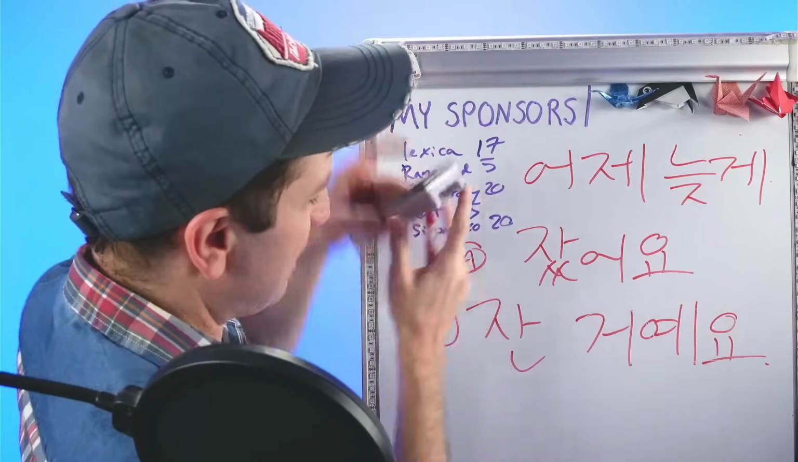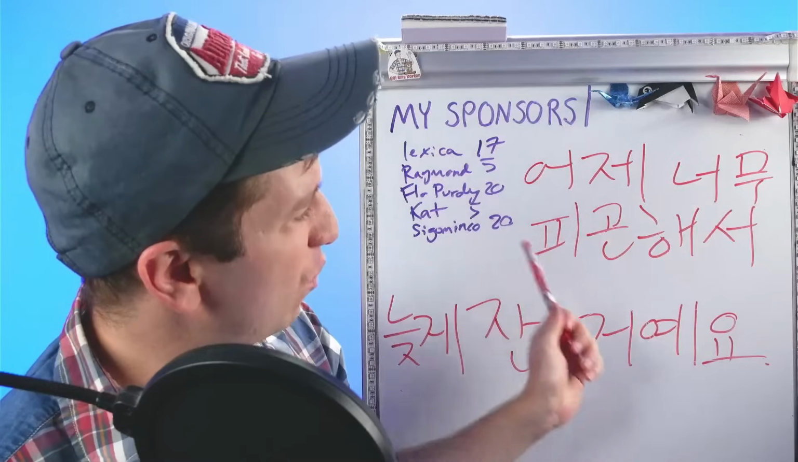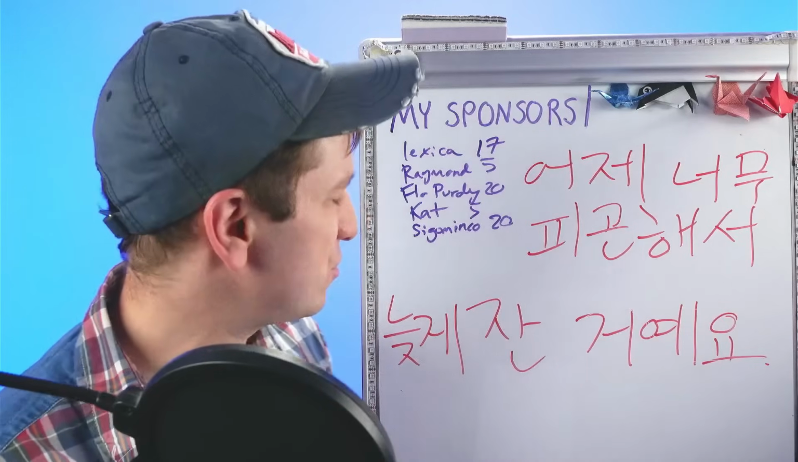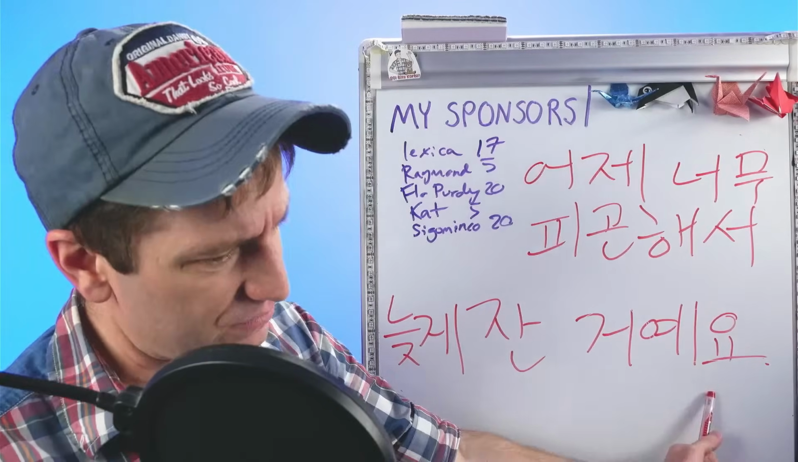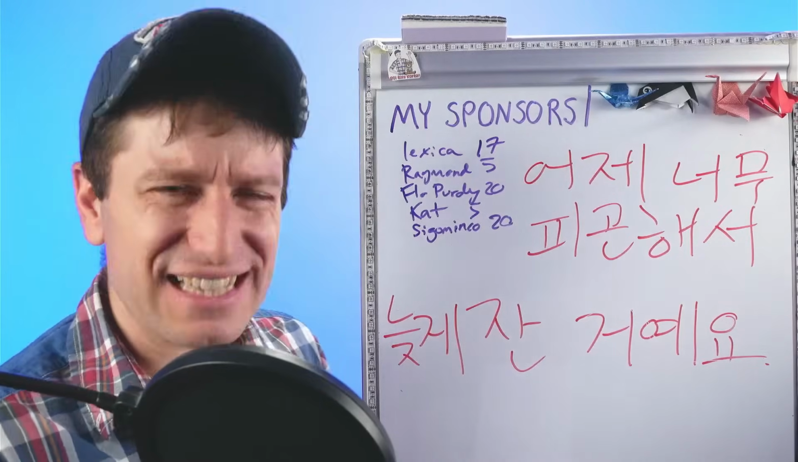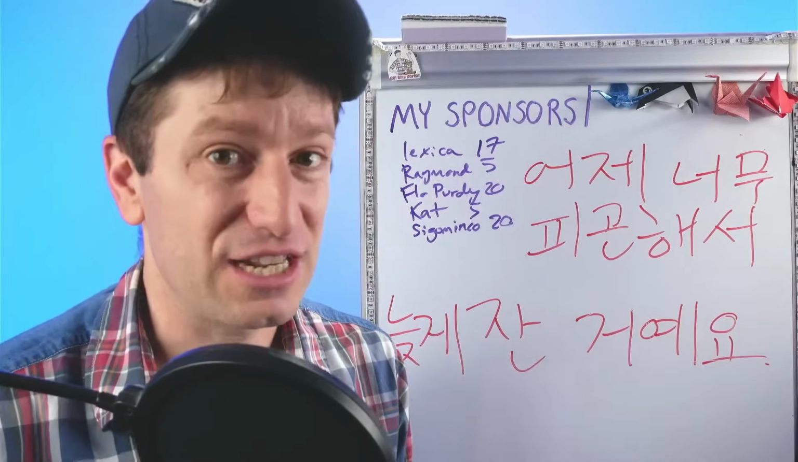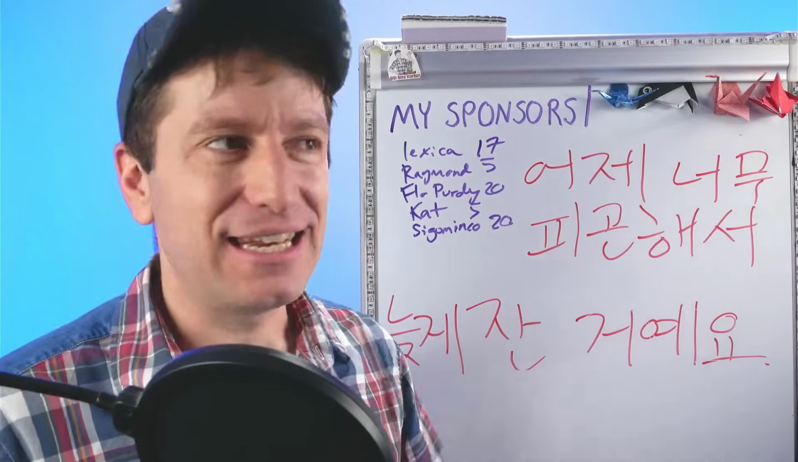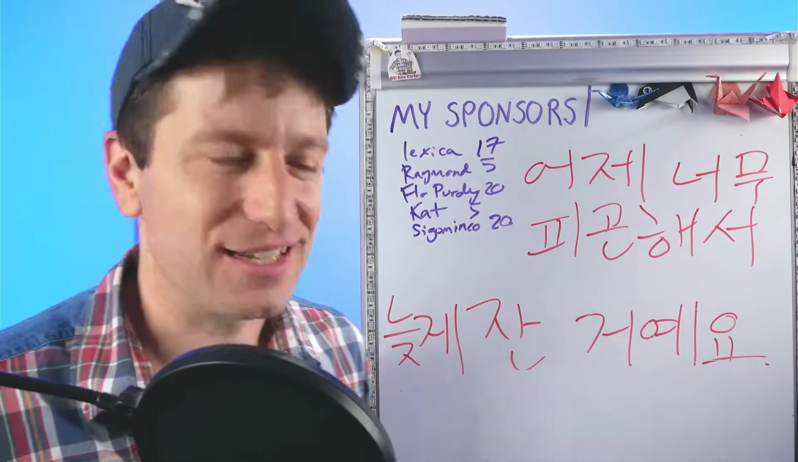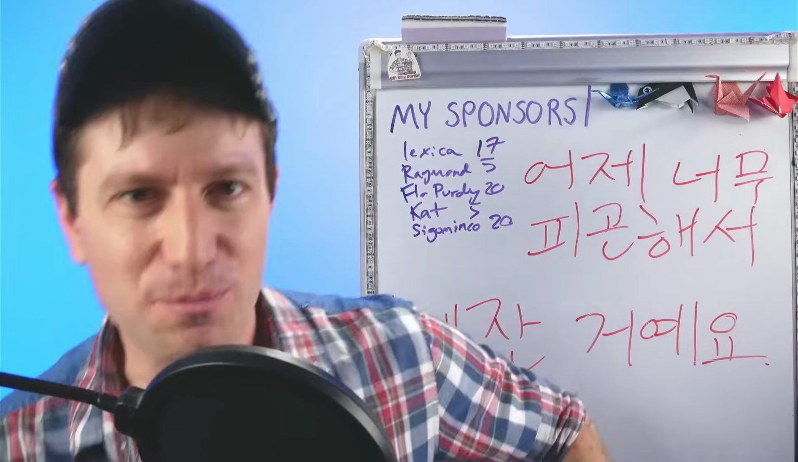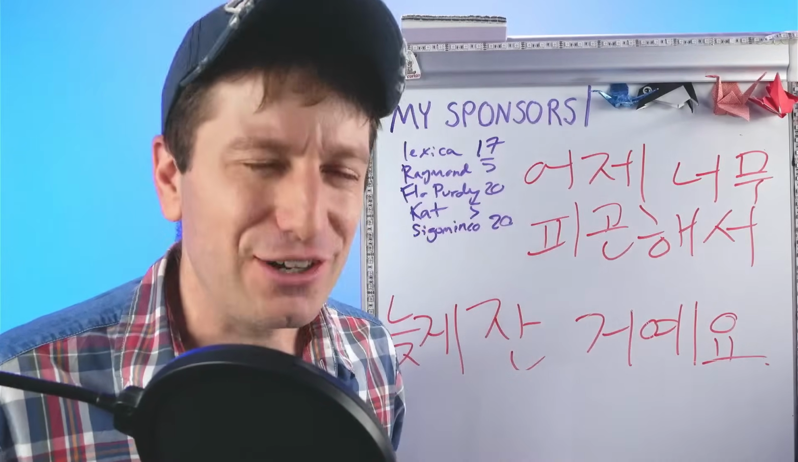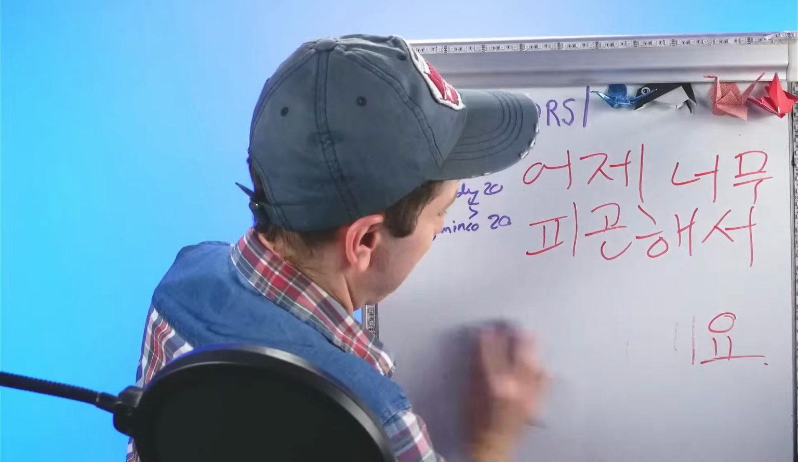Maybe we could say something like this. 어제 너무 피곤해서 because I was so tired yesterday or too tired yesterday, 늦게 잔 거예요. I slept late. You see, I slept late because I was so tired yesterday. Now you have a very natural sentence. Now there's a reason to add an explanation to your sentence. You're not just saying, you see, I slept late yesterday, but now you're saying, well, you see, I was so tired yesterday that I slept late.